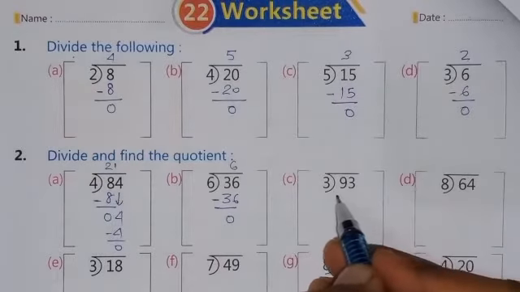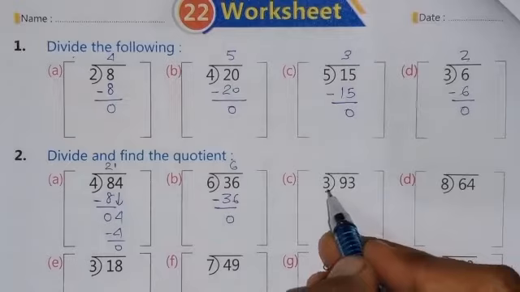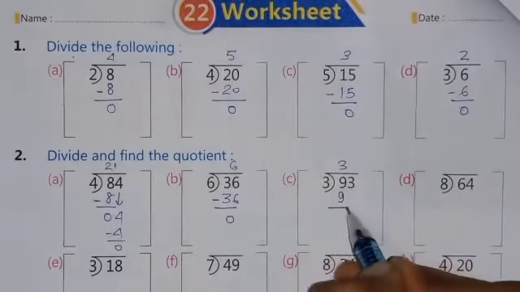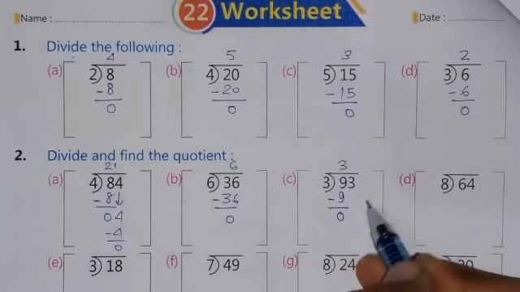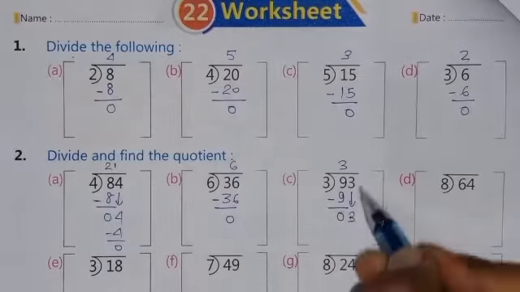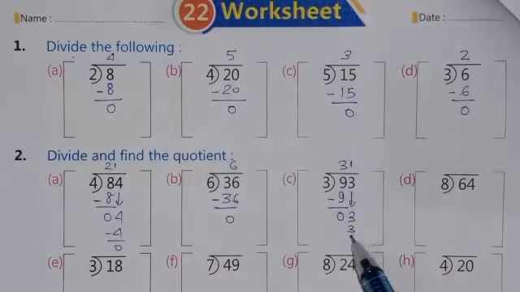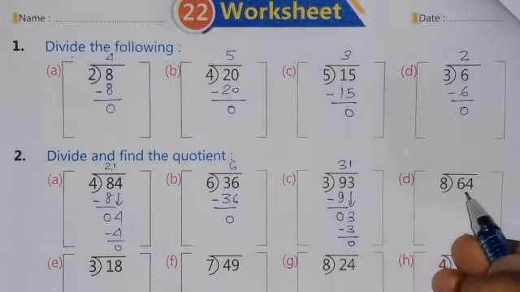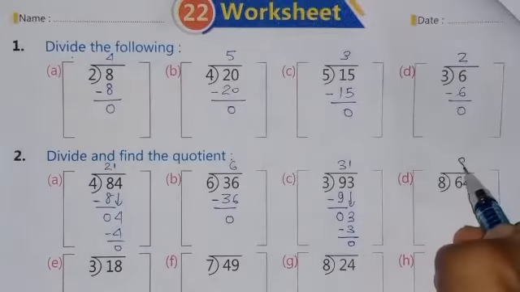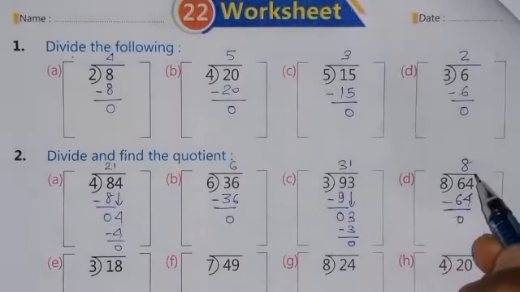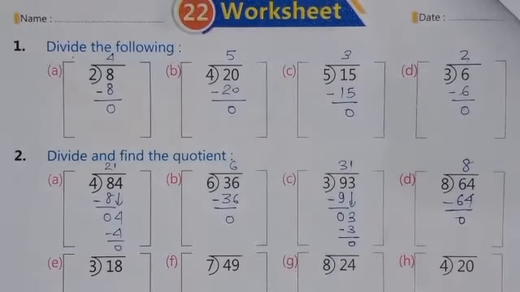So the quotient is 6. In this question we have to divide 93 by 3. So in the table of 3, 9 comes 3 times. So 3 3s are 9. On subtracting you will get 0. Now you have to write down this 3 downward. In the table of 3, 3 comes 1 time. So 3. On subtracting you will get 0. In this question, in the table of 8, 6 doesn't come. So we will take 64. So 8 8s are 64. On subtracting you will get 0. So the quotient is 8. Continue to see the next question.